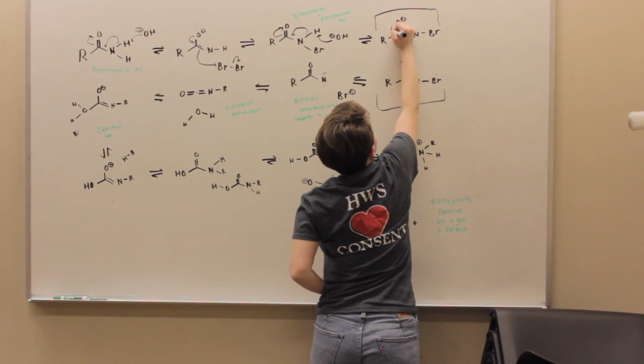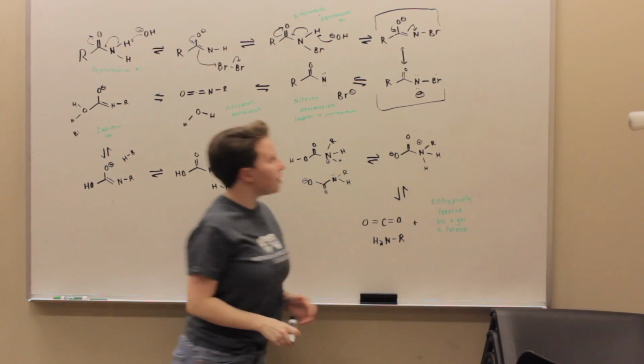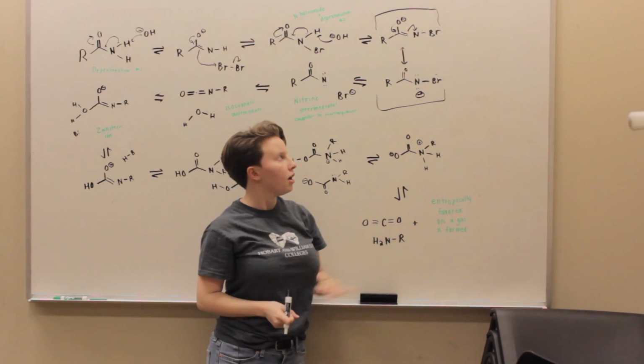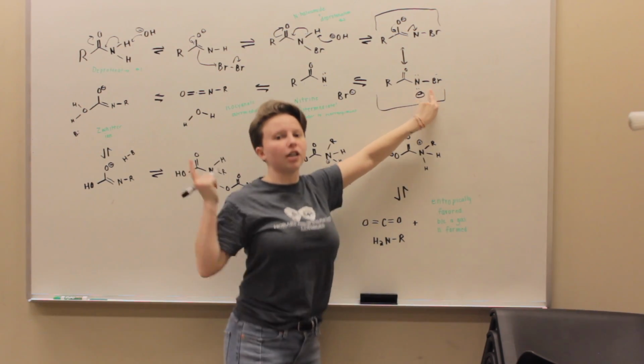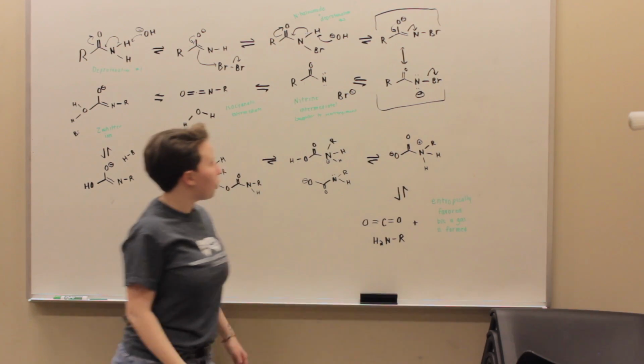So let's do that. That resonance form leaves us with a negative charge on the nitrogen. And what do we have here, because we added it? A great leaving group. Let's make it leave. That allows us to form a nitrene.